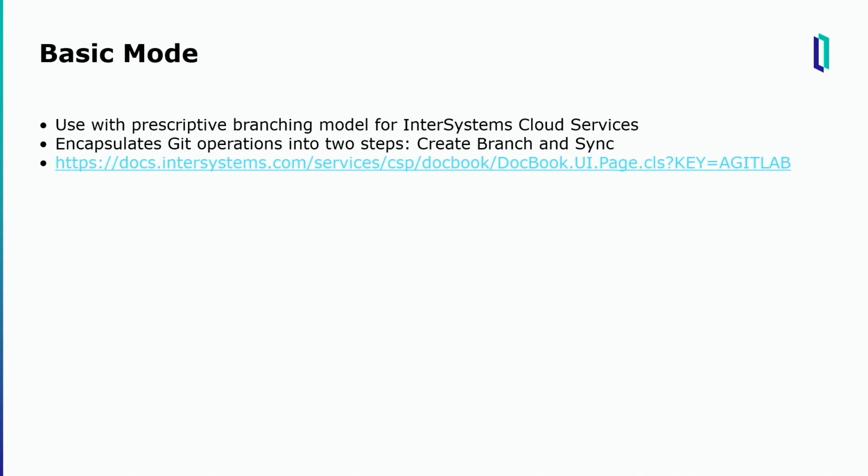I mentioned earlier, the documentation on using GitLab and Git with InterSystems Cloud Services with very clear steps on using basic mode. I would definitely recommend it to not just cloud services users, but anybody who is using that branching model and doesn't want your interface developers to have to know a bunch of gory details about Git.